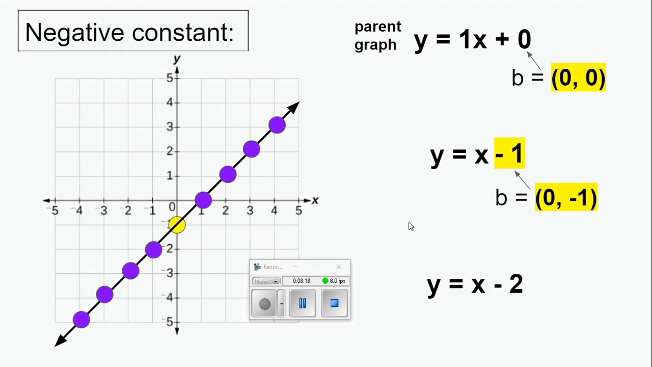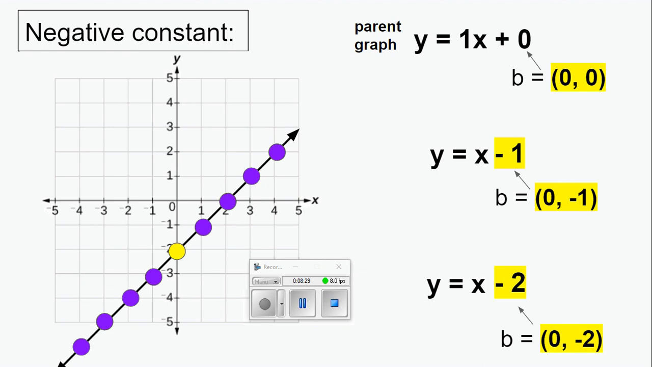And similarly, for y equals x minus 2, if it's now minus 2, okay, cool. And now it's going to cross at -2. So it's the same line, it's just moved down to 0, -2.